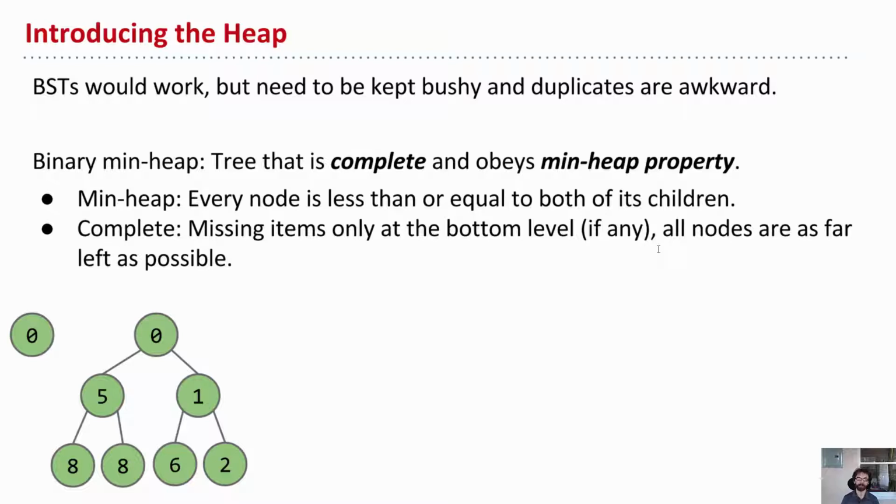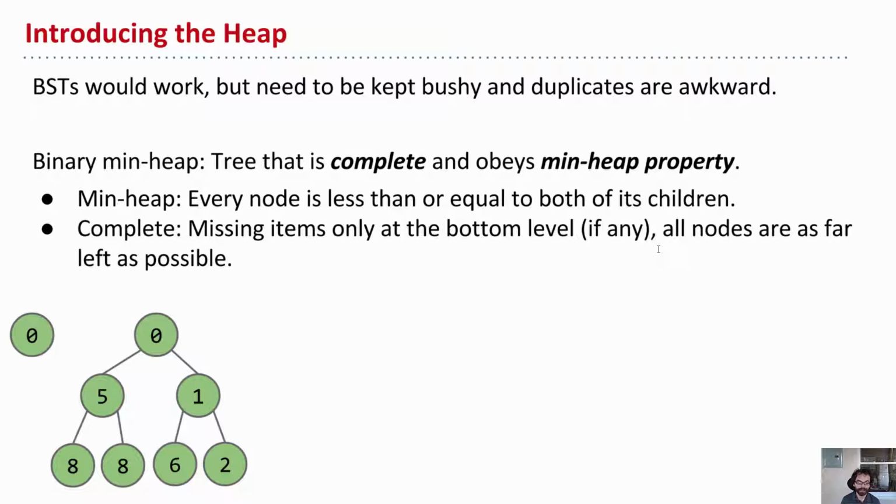What's the min heap property? Well, the min heap property says every node is less than or equal to both of its children. That's different than the BST property. The BST property said everything to the left is smaller and everything to the right is larger. Now we're saying every node is less than or equal to both of its children, and we're going to allow duplicates this time. We're also going to insist on completeness.